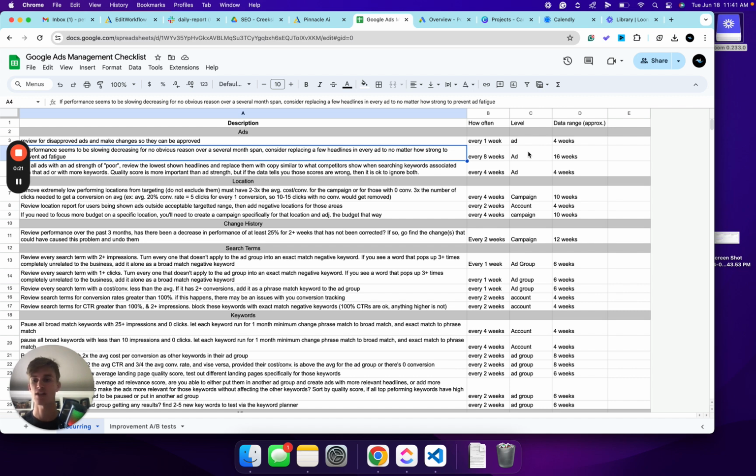You can do this at the ad group or campaign level if you have a smaller budget, but if your budget is big enough, you should be able to do this at each ad level. And then we're going to do this over the course of a 16-week span because we need a ton of data in order to see if there is an obvious trend in our campaign's performance decreasing.